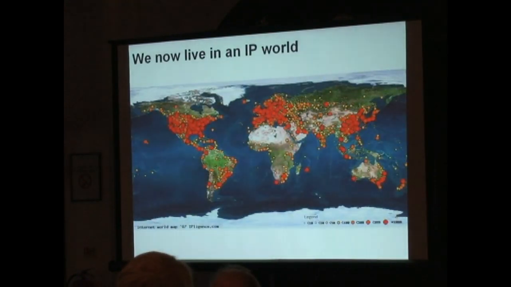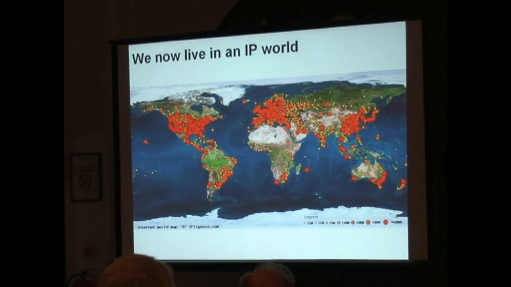So we now live in an IP world, and this is an interesting map. It shows the distribution of internet users throughout the world. And you can see where the clusters are. All this stuff is actually freely available on the web. You can get these pictures off of the web itself.